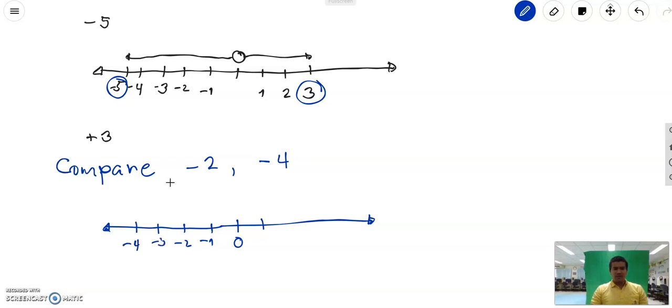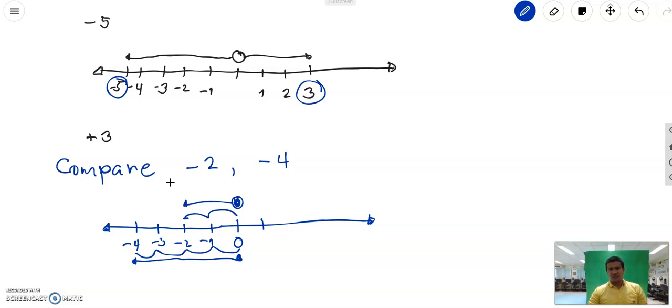If we compare from 0, the origin here, 0 to negative 2 has only 2 points. So we jump from 0 going 1 and 2. And then for negative 4, from this point going to negative 4, we jump how many? 1, 2, 3, and 4. Therefore, negative 2 is greater than negative 4.